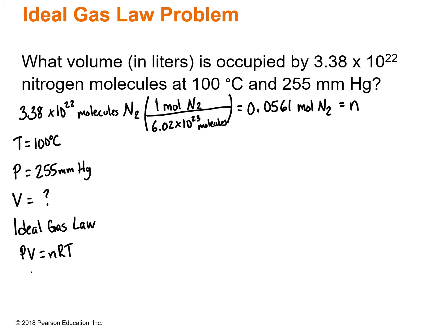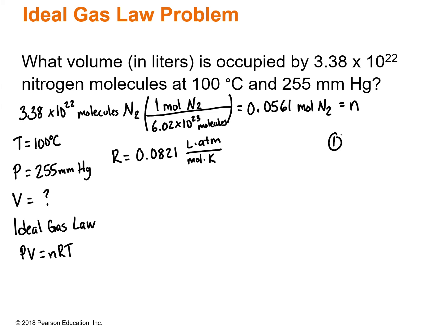For the ideal gas law, the constant that you have, the 0.0821, that's in liter atmospheres per mole Kelvin. Our pressure is in millimeters of mercury. So that's not going to work. We've got two options. One, we can use a different constant, which I'm not giving you. Or two, we can convert 255 millimeters of mercury to atmospheres, and that's the one we're going to do.